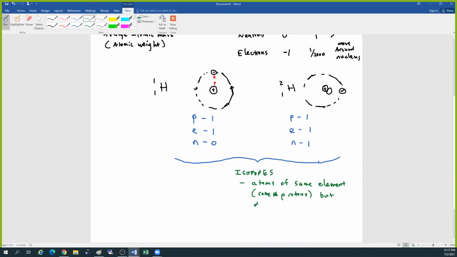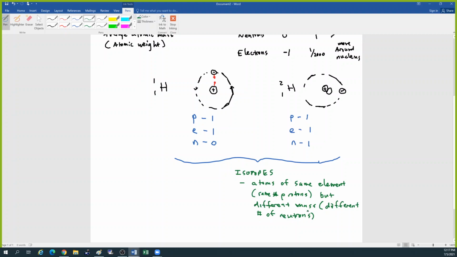But different mass. And that different mass comes from the fact that there's a different number of neutrons. So this defines a key concept known as isotopes.